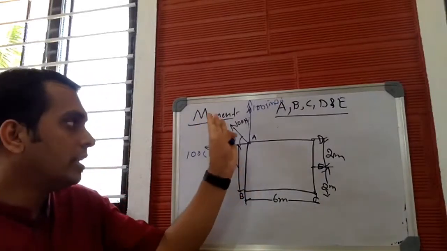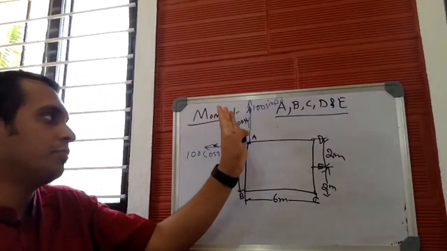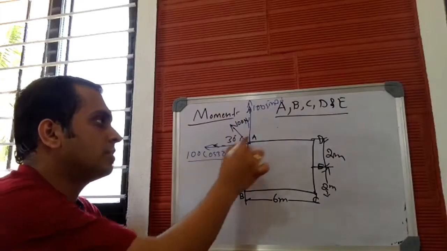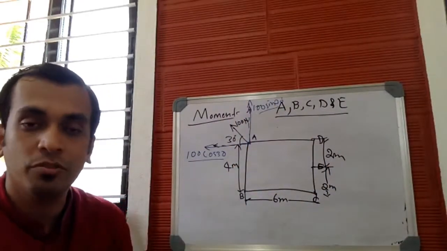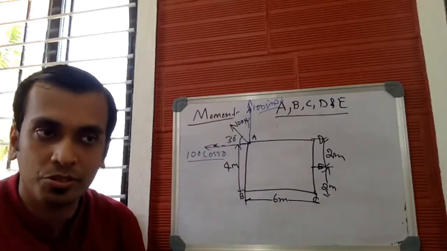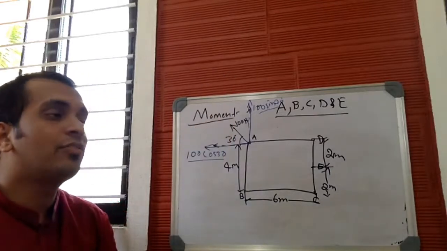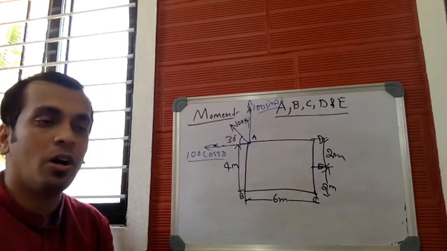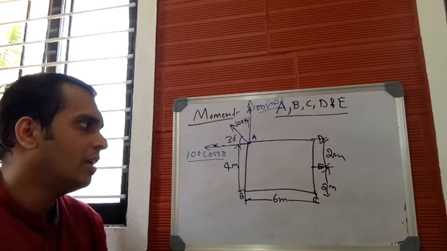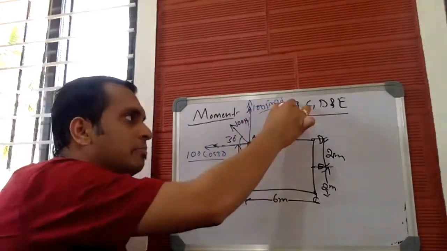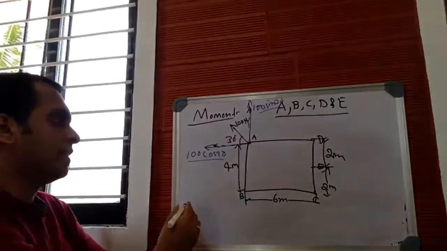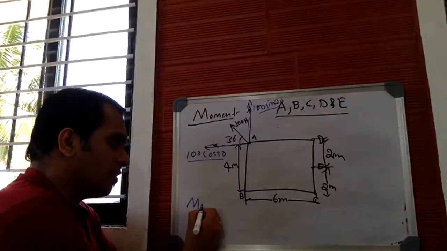Now, instead of one single force of 100 Newton magnitude, we have two forces of 100 cos 30 and 100 sine 30 magnitude. So both the forces will produce moment about all the points. Now let us consider point A. We need moment about A, B, C, D, and E. Let me consider moment about point A.